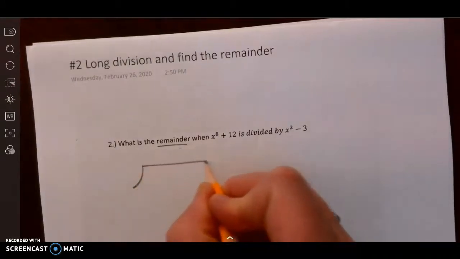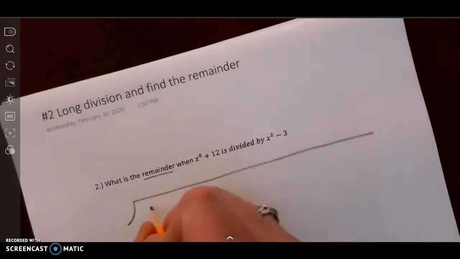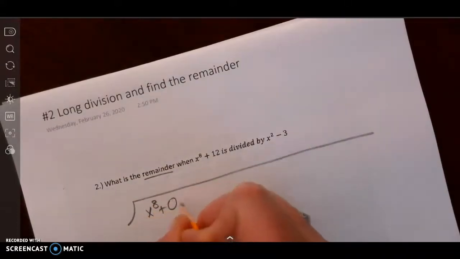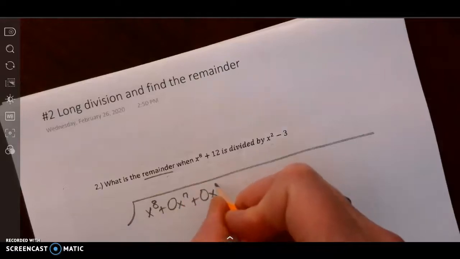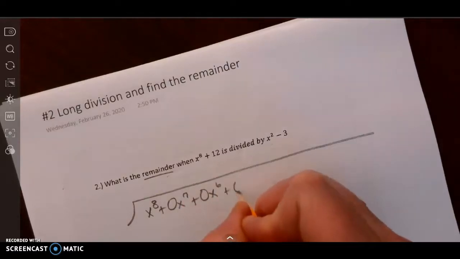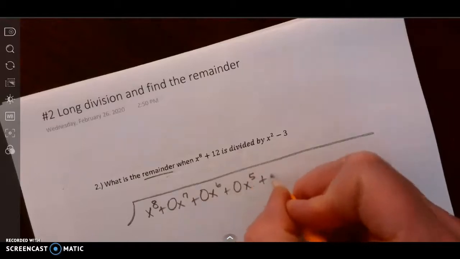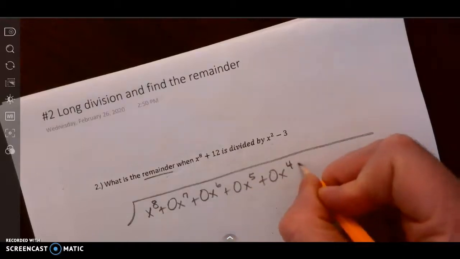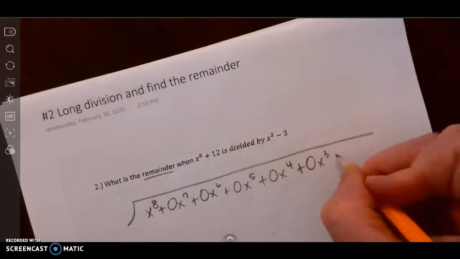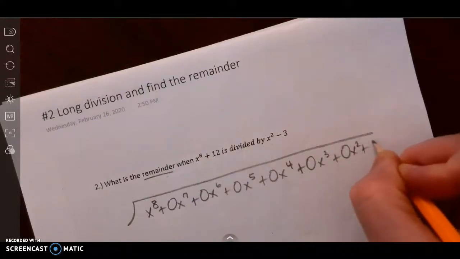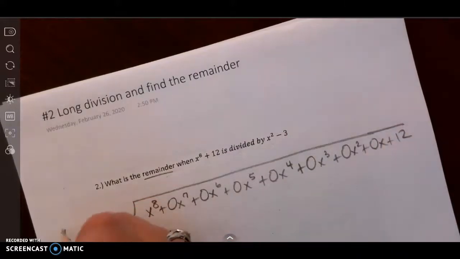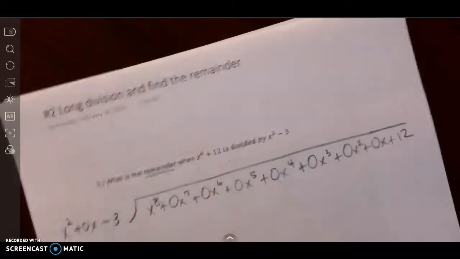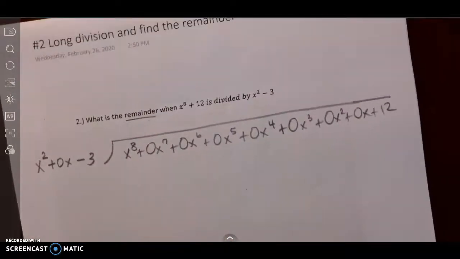I'm going to need to actually do the long division of x to the 8th. I'm going to have to put a lot of placeholders in here. x to the 8th, plus 0x to the 7th, 0x to the 6th, 0x to the 5th, 0x to the 4th, 0x to the 3rd, 0x squared, 0x plus 12, divided by x squared plus 0x minus 3.